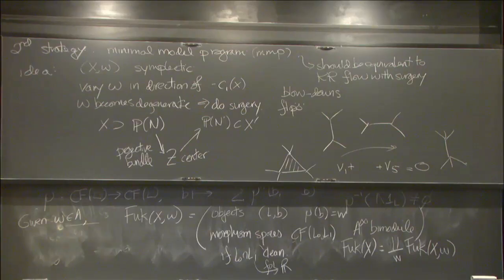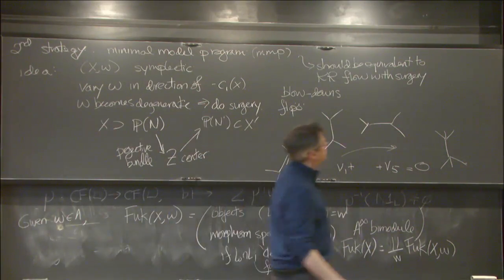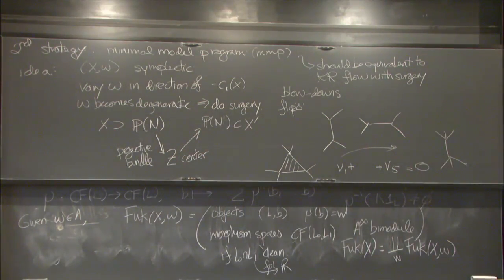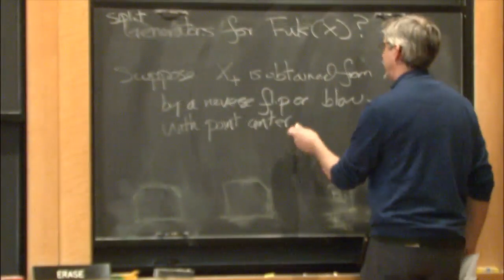Okay, so I want to suppose that X plus is obtained from X minus by a reverse flip or a blow-up, and let's say it has point center. If it doesn't have point center, then you're going to have to worry about the Fukaya categories of these centers. And that's going to make the whole business much more complicated.